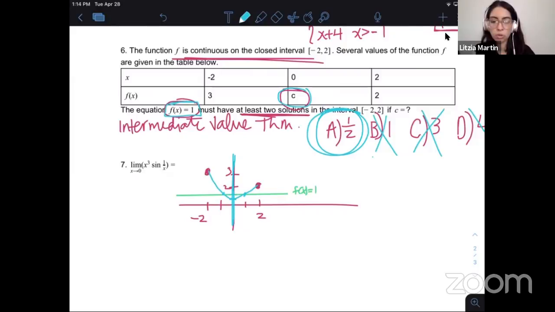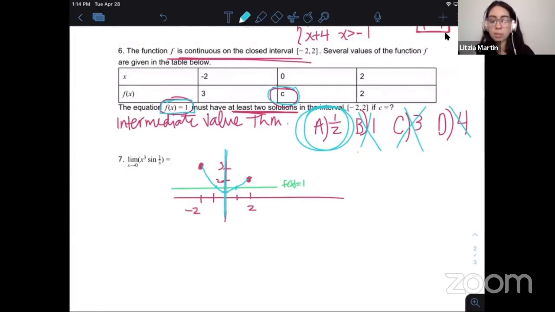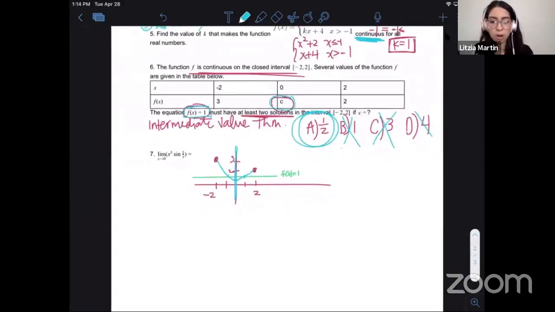All right, so it's using that intermediate value theorem. Because we know it's continuous, we know that there's going to be some pattern that we're going to be able to follow and check to see if it's going to go through the solution or not. All right. Questions, let me know. We've got just one more problem here.